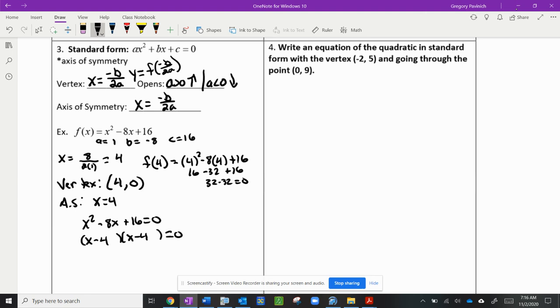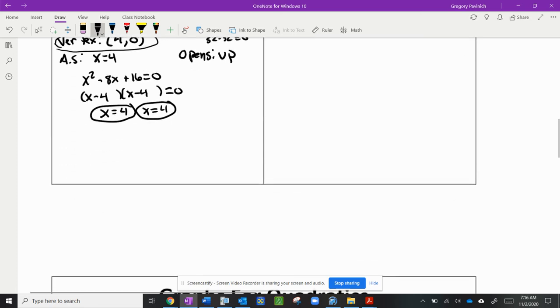And remember, when you have a doubled up, when you have a perfect square, you know your x-intercept is also going to be your vertex, right? So I have these twice, called a double root. And so I know that's always going to cause my vertex to be the x-intercept. Okay, so this one opens up, and I'm ready to go graph this.